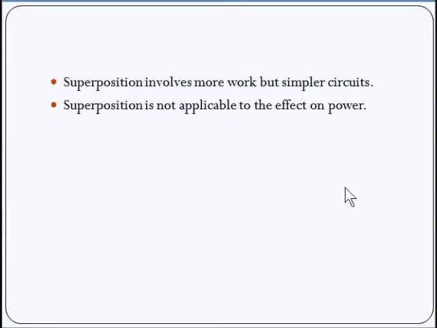However, superposition has disadvantages and advantages. Superposition involves more work but gives simpler circuits, and superposition is not applicable to the effect of power. It just calculates the total current or the total voltage.